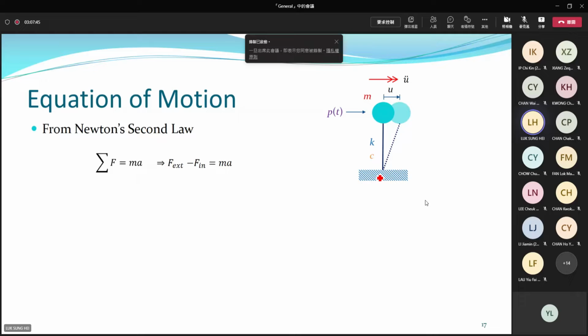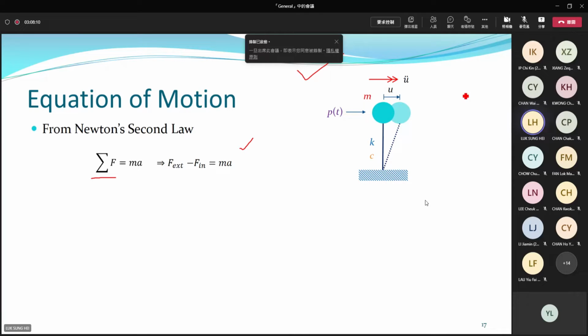Newton's second law, F equal to ma. What is F? F means the summation of forces, external force minus internal force, equal to ma. We use Newton's second law to formulate our dynamic equations. F can be represented using external force minus internal force, just like the picture here.